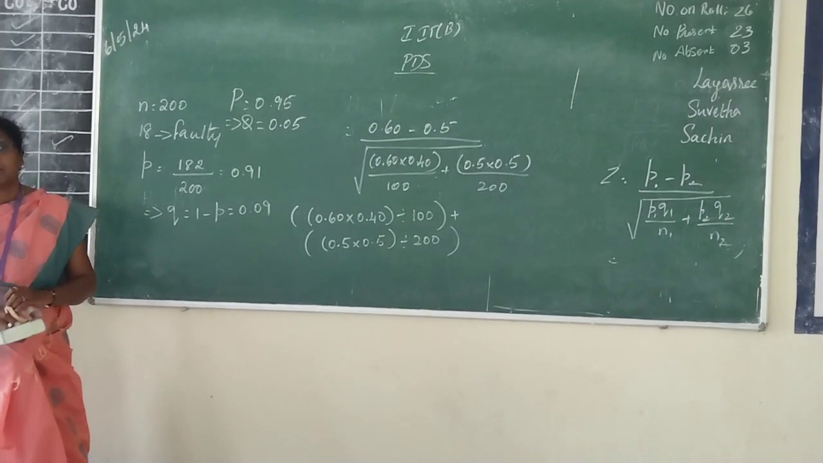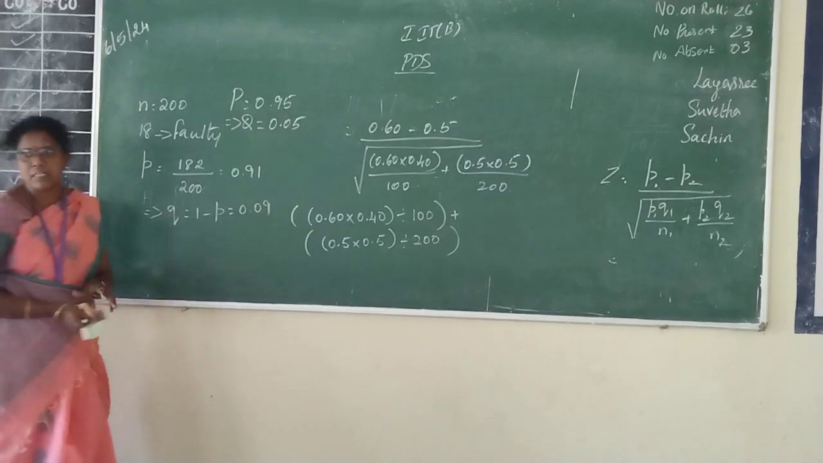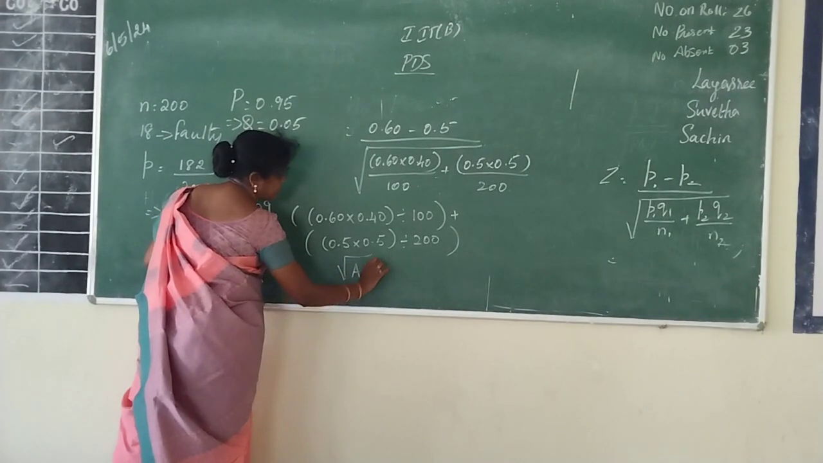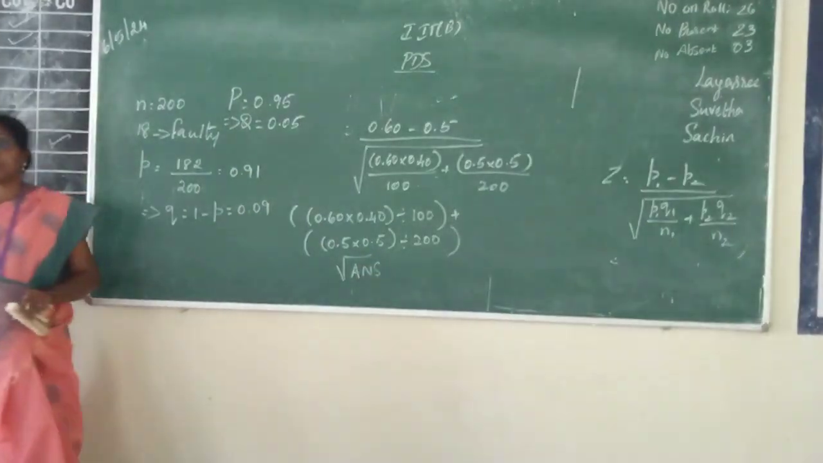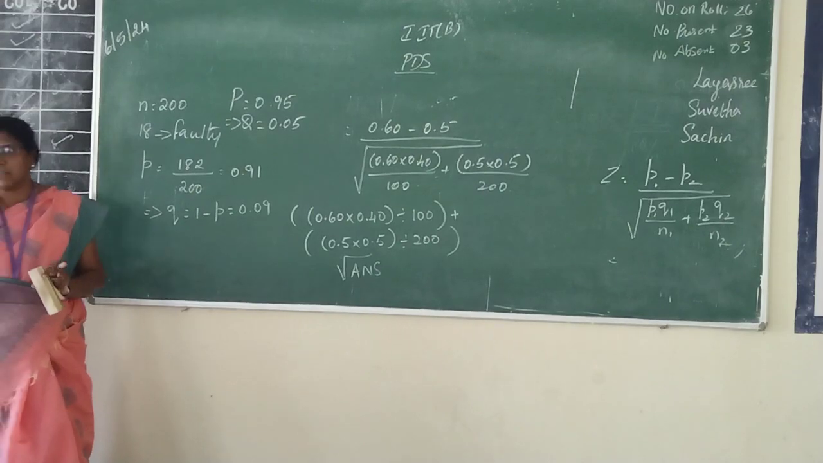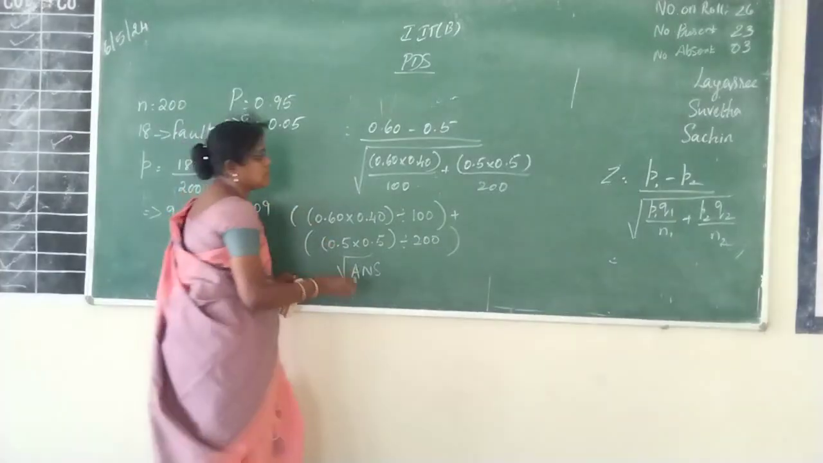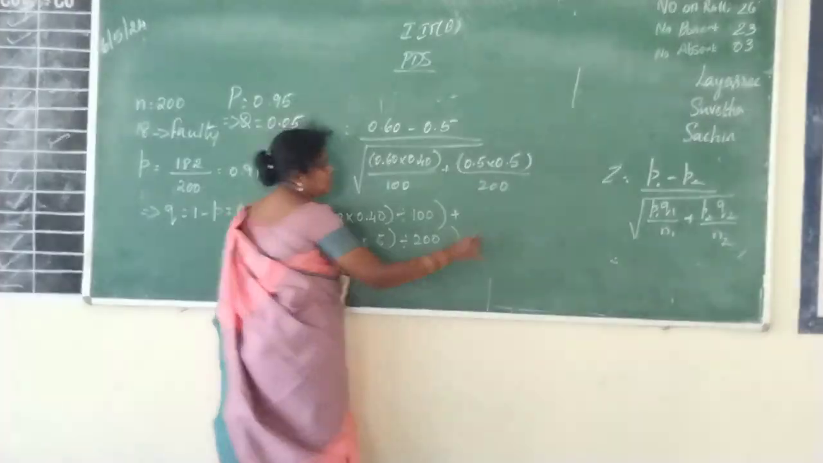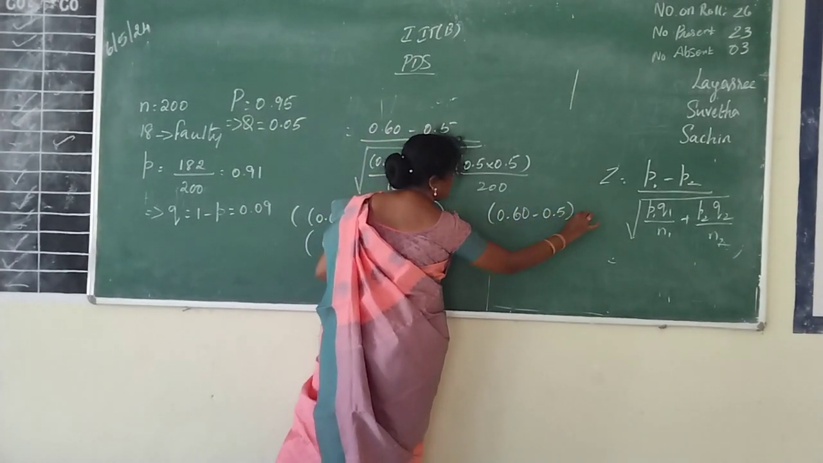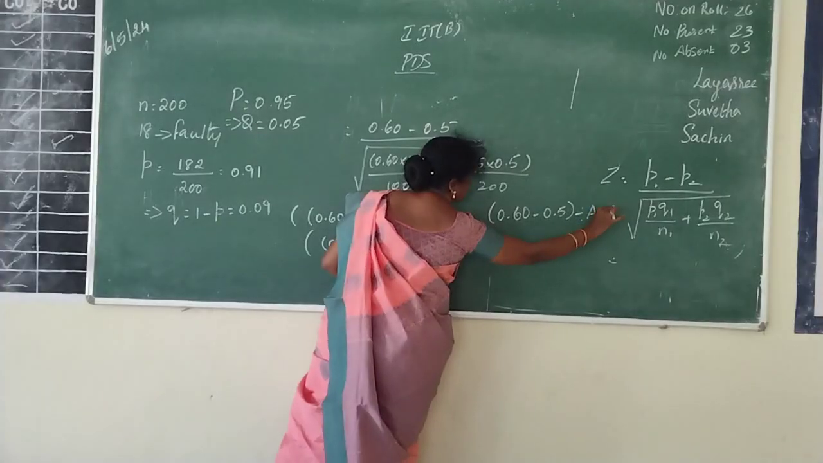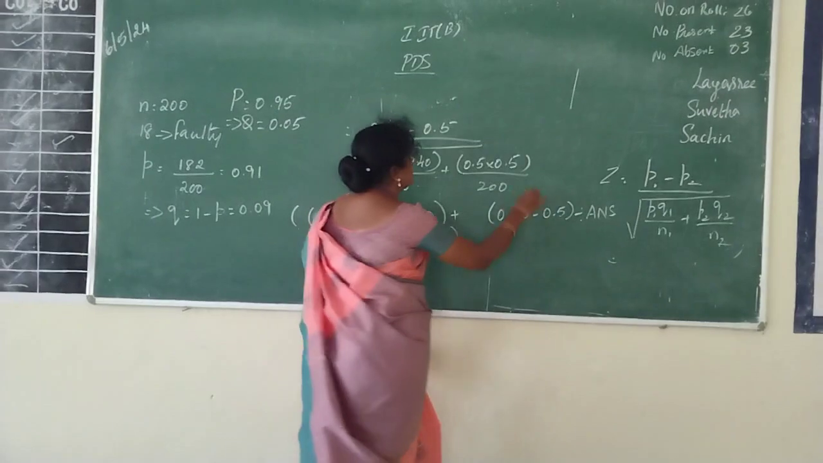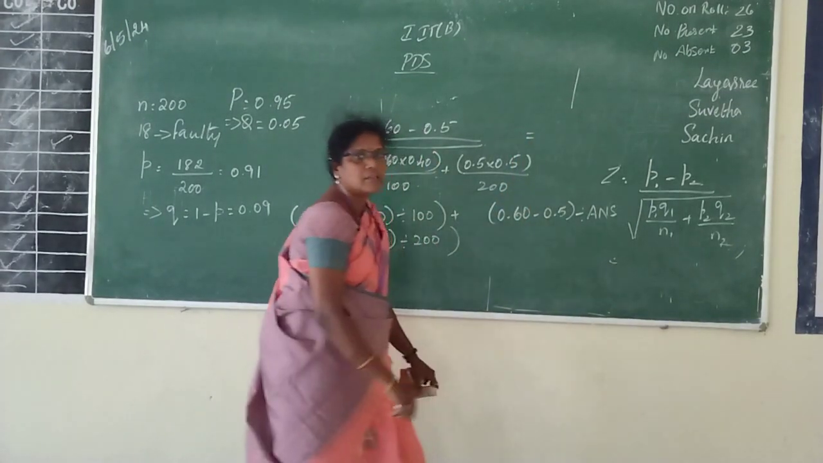Okay. After getting the answer, have it in the display. Press the square root symbol, then answer. It should be in display. That is only the denominator. Now we include the numerator. So have the answer in display. Open a bracket, 0.60 minus 0.5 divided by answer. What is the overall answer?